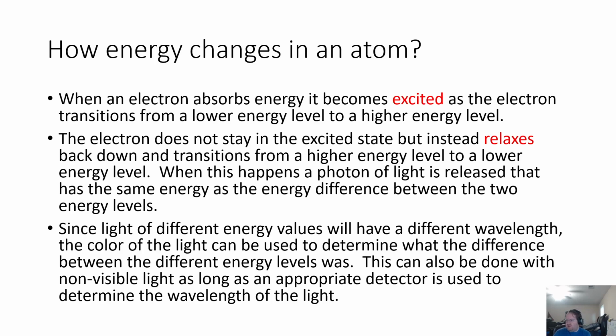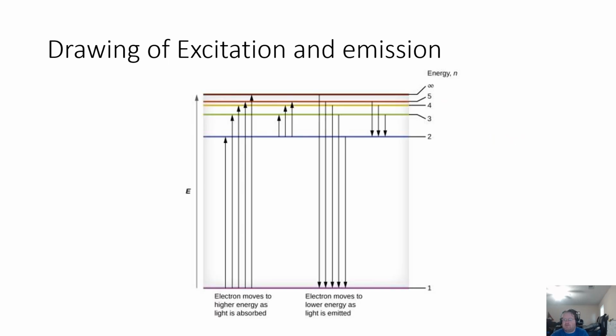Since light of different energy values is going to have different wavelengths, we can use the color of light, or if it's not visible light, if it's something like infrared or UV, we can use the particular wavelength or frequency to determine the difference between those energy levels. And so this can be done with non-visible light as long as we use a detector that can detect it. Because that's the important part: you have to be able to know the light's coming off to be able to make this calculation.